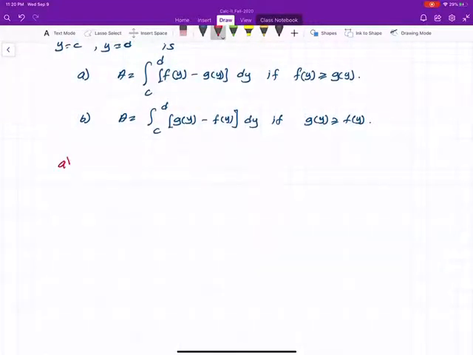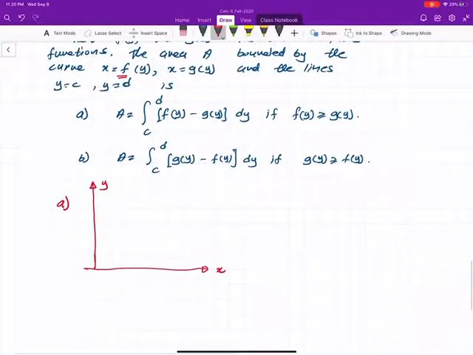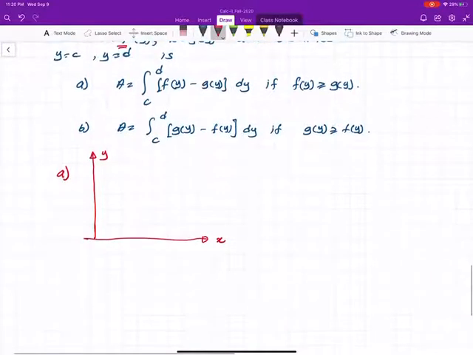Part A, this is your y, that is your x. Now you have to draw x equals f of y. Now x is a function of y. The shape is a little different now. The shape is like this now. X is a function of y. And also the next curve is like that. These are the two curves.